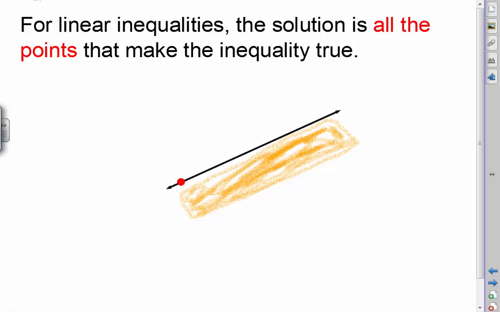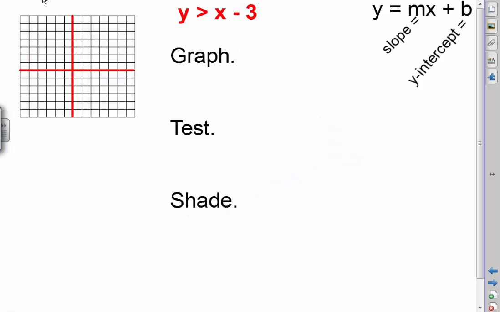Let's try a couple and see if we can get some ideas going for you. We've got y is greater than x minus 3. The first thing you do is graph it as if it said y equals x minus 3. So we find the y-intercept, which is negative 3, and put a dot at negative 3. Then our slope is 1, so we go up 1 and over 1 and put our dot. And then we draw our line.